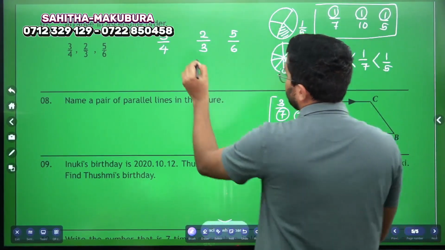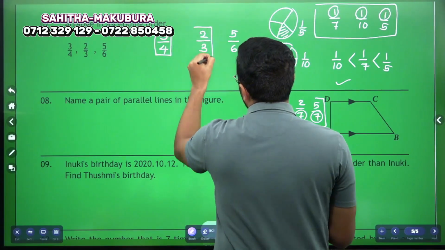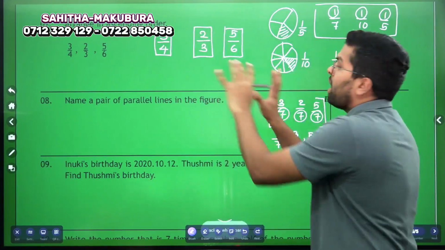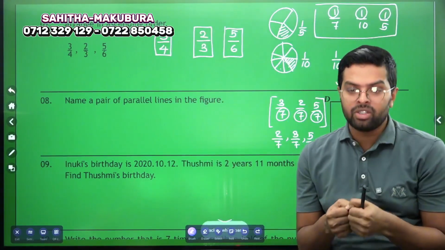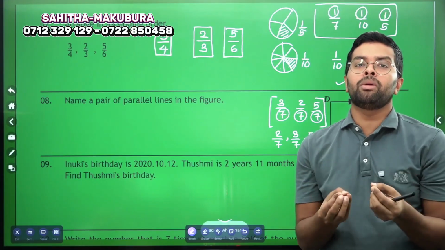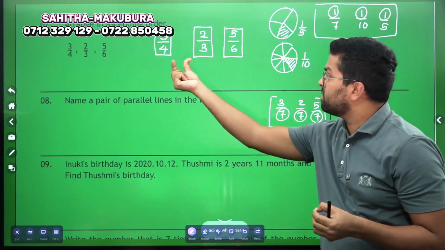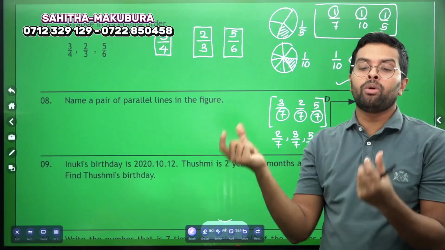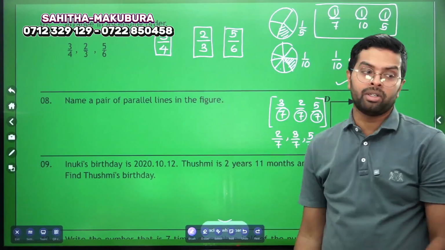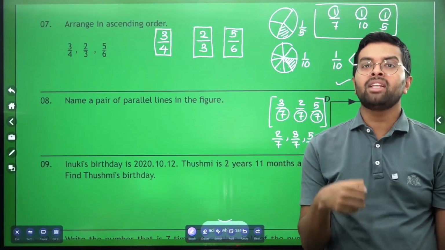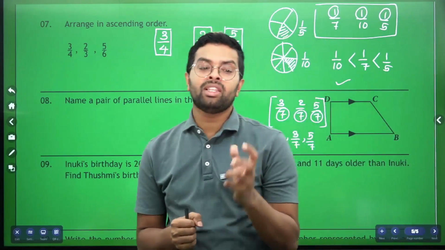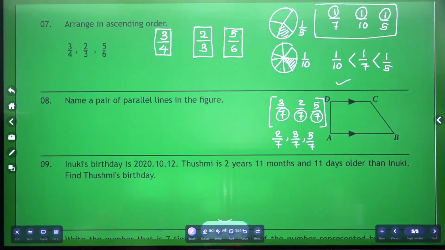Now when it comes to these three fractions, we don't have equal denominators, and we don't have equal numerators. In this kind of situation, what we have to do is find a common denominator using the least common multiple. That common denominator will be the least common multiple of these three numbers. So when it comes to 4 and 3 and 6, what is the least common multiple of 4, 3 and 6? Yes, the least common multiple is 12, right?